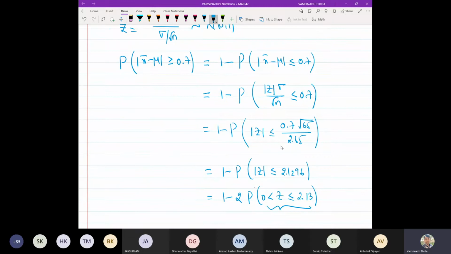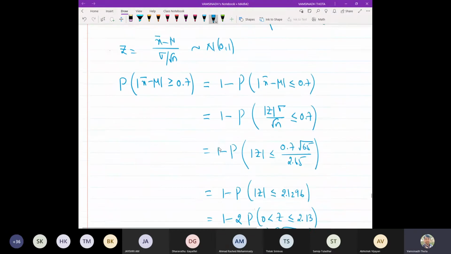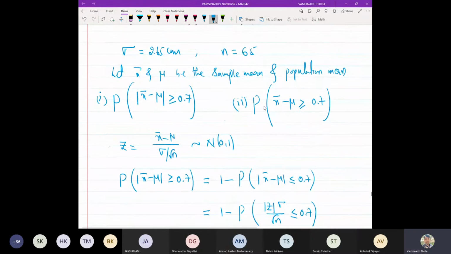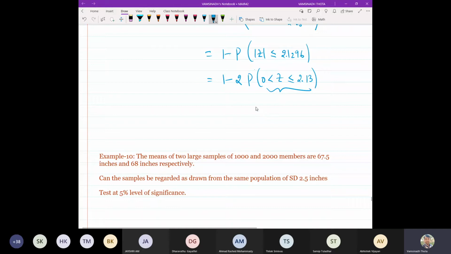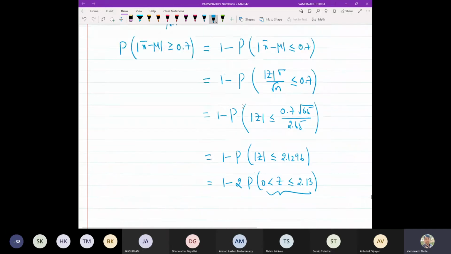In fact, since the standard normal function is an even function with the mean at 0, this value will be exactly half of this value. You can argue and directly say it using that also. Right. So I'm not finishing this problem. You do the remaining statistics.